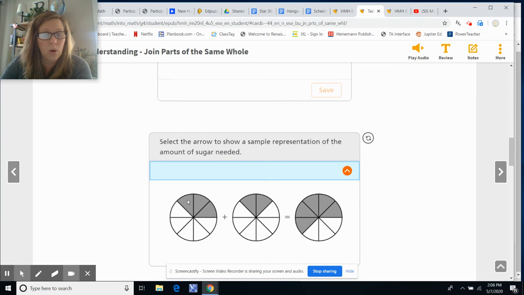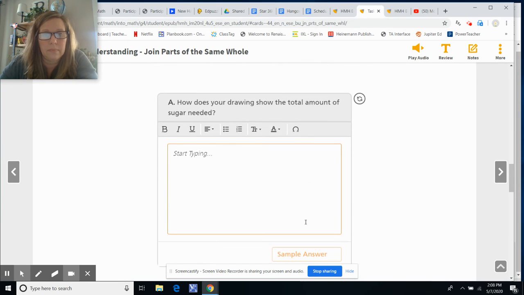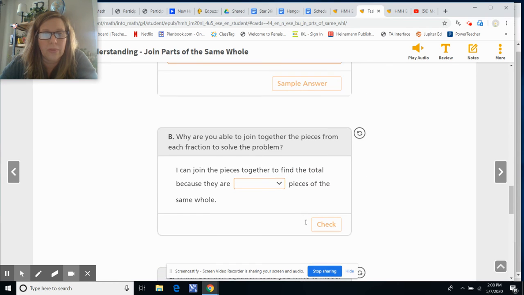So let's try it. 1, 2, 3, 4, 5. And so now, out of 8, we have a total of 5/8 cup of sugar. If you were to mix those brown sugar and the white sugar together, you have 5/8 of a cup. Okay. So let's go down here.